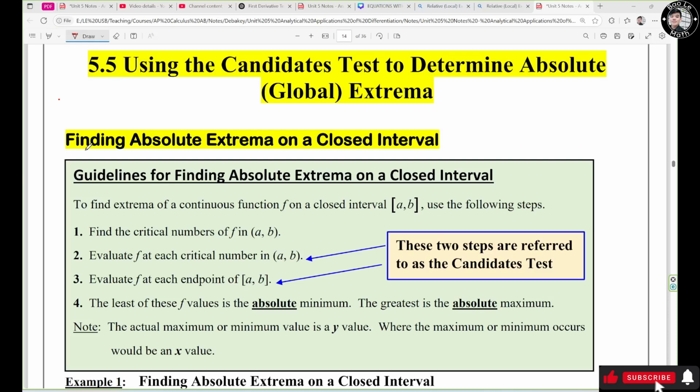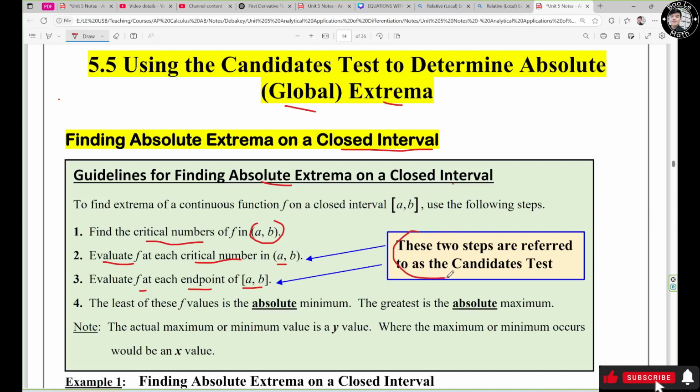Hello everyone, in this video we're going to explore topic 5.5, using the candidate test to determine absolute or global extrema. Now, finding absolute extrema on a closed interval. Step number 1, find the critical numbers of f in the open interval (a, b). Step number 2, evaluate f at its critical numbers in the open interval. Step number 3, evaluate f at each endpoint of the closed interval [a, b].